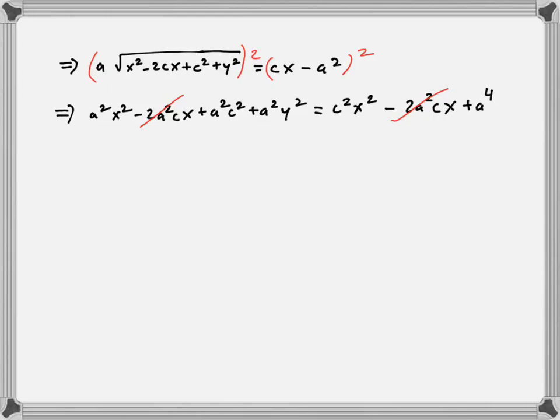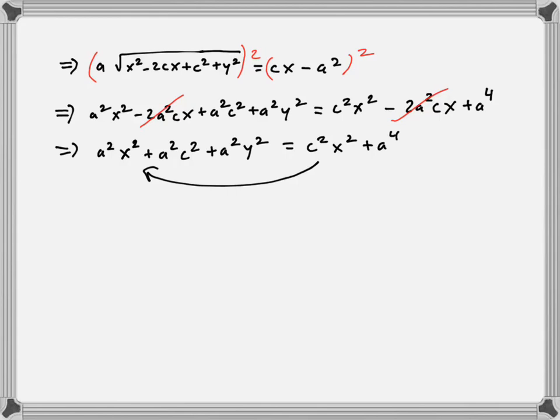So here's how I'm going to write it, okay? This means, so I'm going to keep playing with this, okay? I have a squared x squared plus a squared c squared plus a squared y squared. This is going to equal c squared x squared plus a to the 4th. Now what I'm going to do, I'm going to take this x squared term and write it next to that guy. And I'm also going to take the y squared term and leave it on the left. And then I'm going to take this guy and move it to the right. And so this is what I get.